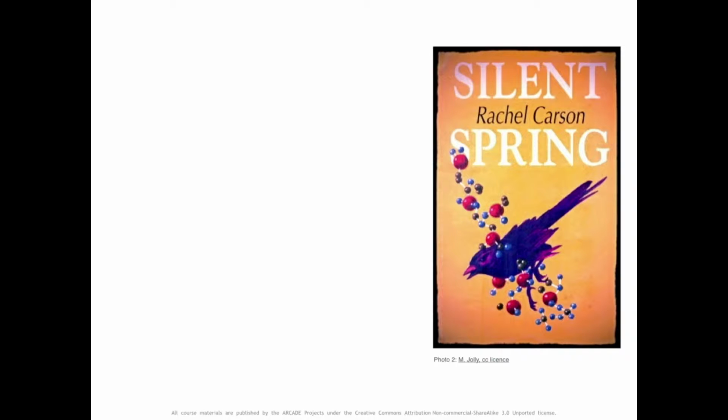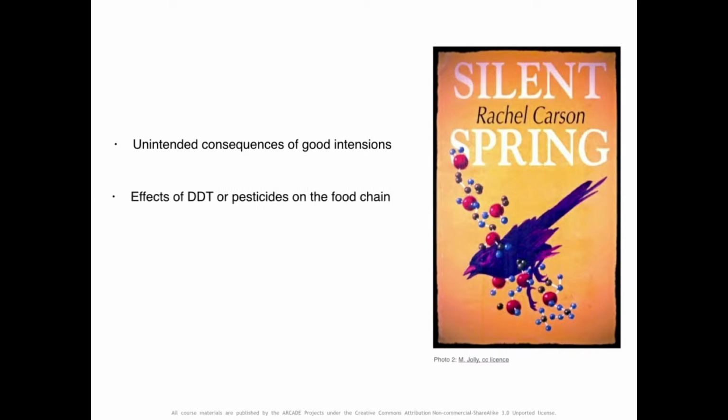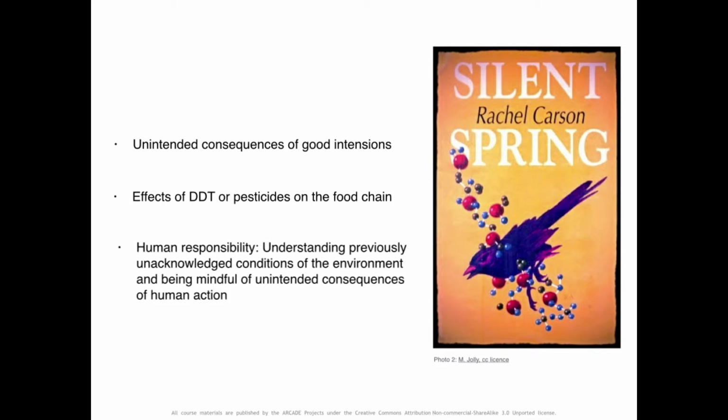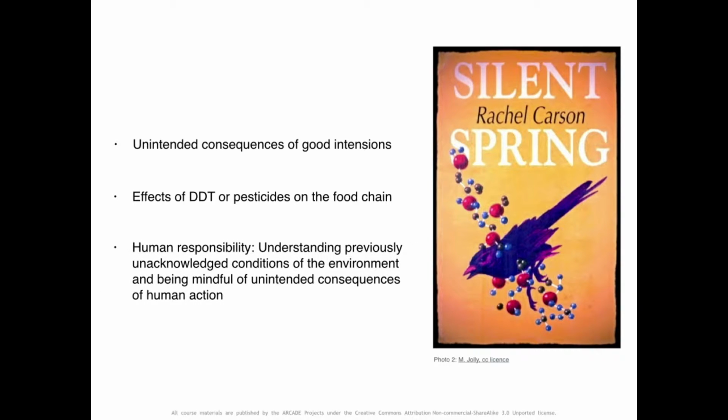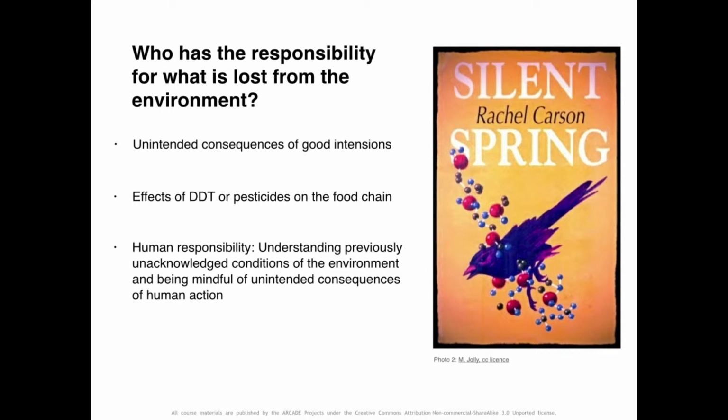Carson spoke about the unintended consequences of good intentions, about the effects of DDT or pesticides on the food chain, and she argued that humans have a responsibility to understand the unacknowledged conditions of the environment and to be mindful of the consequences of what we do. She asked, who has the responsibility for what is lost from the environment? And out of this work emerged much stricter environmental controls around pesticides.